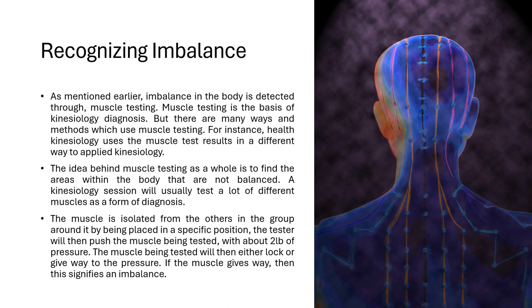The idea behind muscle testing as a whole is to find the areas within the body that are not balanced. A kinesiology session will usually test a lot of different muscles as a form of diagnosis. The muscle is isolated from the others in the group around it by being placed in a specific position. The tester will then push the muscle being tested with about 2 pounds of pressure. The muscle being tested will then either lock or give way to the pressure. If the muscle gives way, then this is a signification of imbalance.